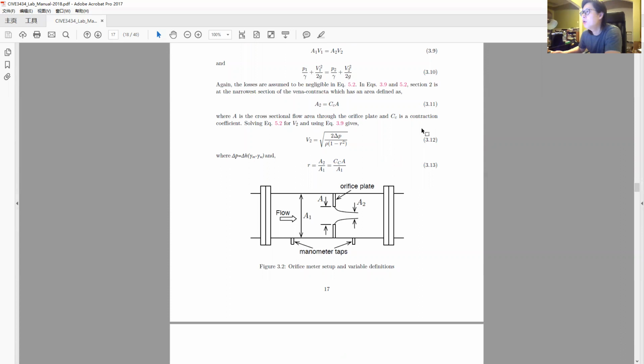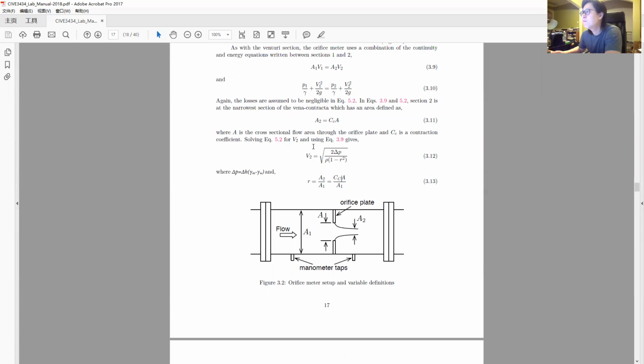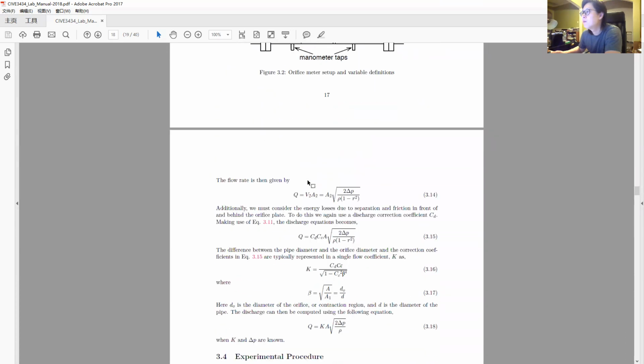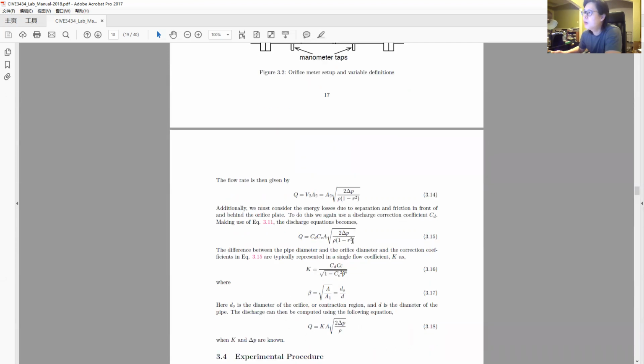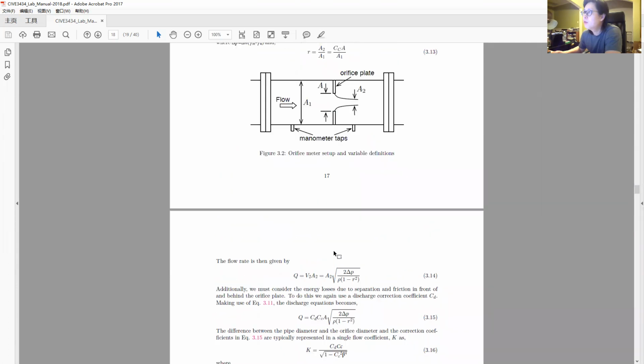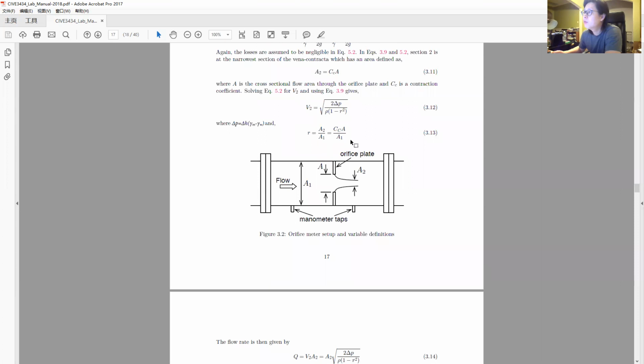So the equation will be like this, equation 3.14, and we also introduce the CD in here. That's pretty much the same, just the R is a little bit different, because R includes CC here.